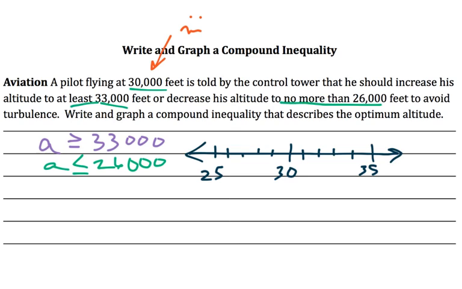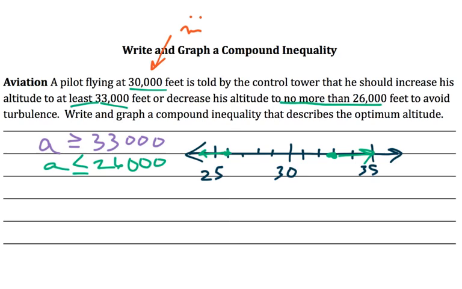So with the greater than or equal to 33, at 33 I'll have a closed circle, and I'm going to draw that to the right. And at 26 I'm going to have a closed circle and draw that to the left. So this shows where the pilot should fly, while the rest shows where he should not fly because it would end up giving him a less optimum altitude because he'd be coming across turbulence.